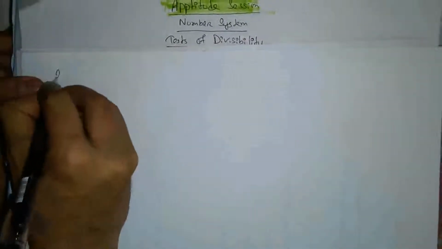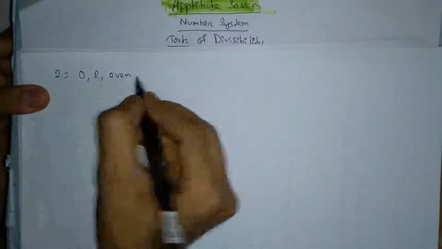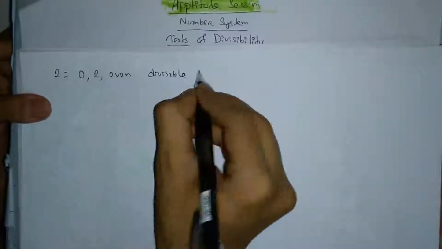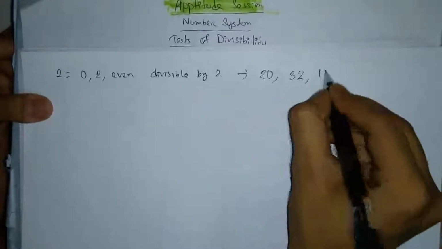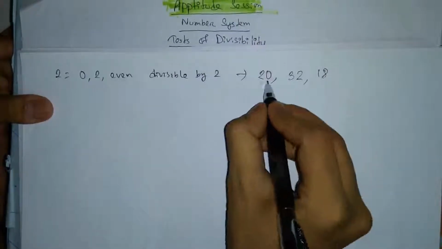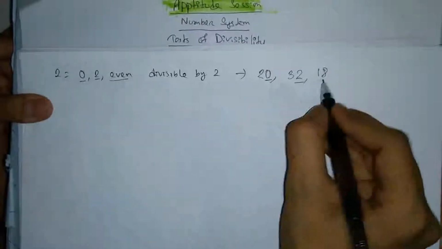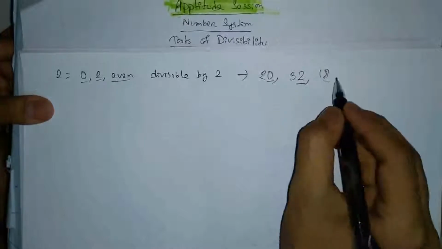So we start with 2. If the last digit of a number is 0 or 2 or any even number, then the number will be divisible by 2. That means if the number is 10, 20, 32, 18, then it will be divisible by 2 because the last digit is 0, or 2, or an even number.